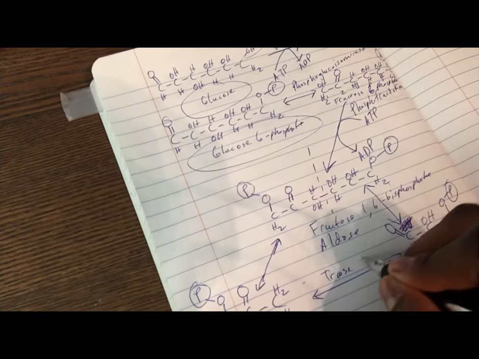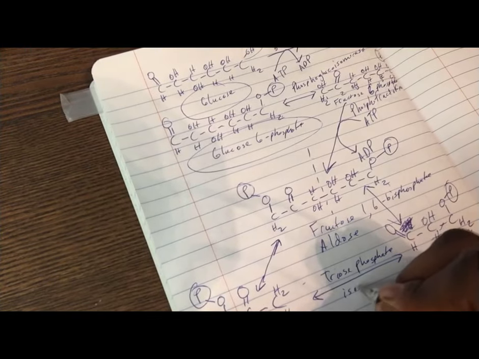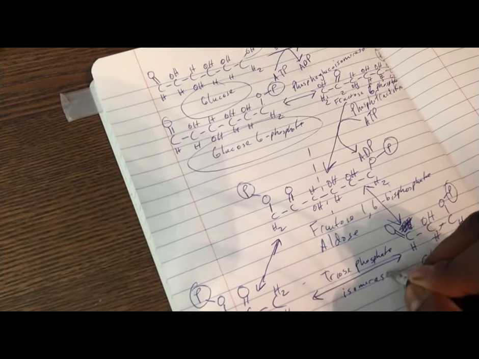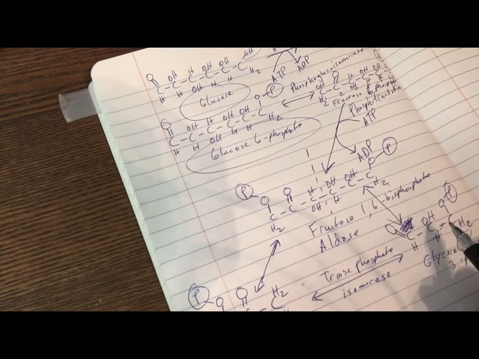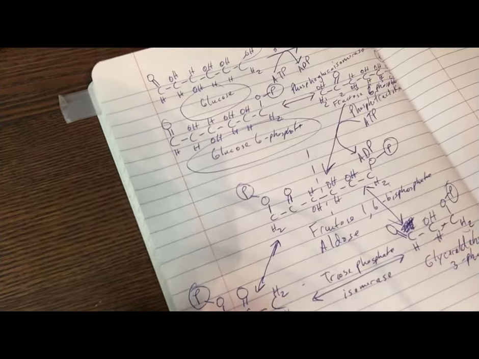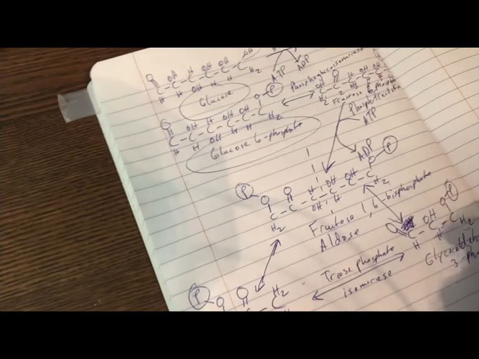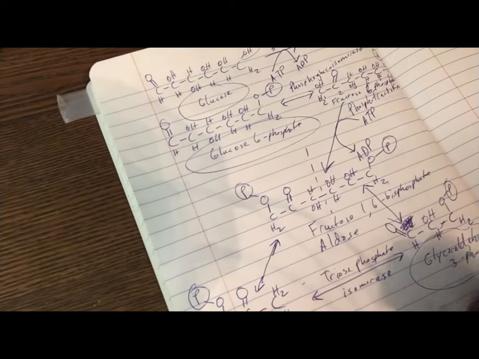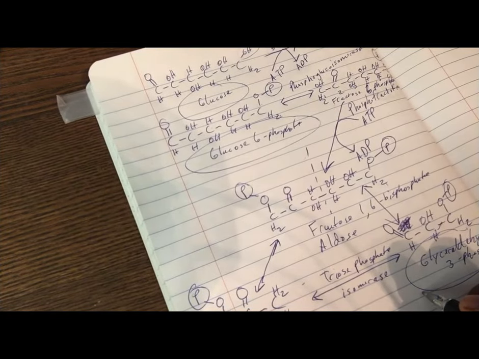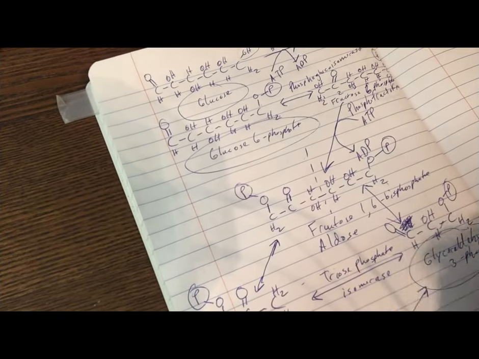Now this enzyme here, which can convert these 2 interchangeably, is triose phosphate isomerase. Again, this isomerase, all it does is convert a ketose to an aldose and back again. However, for this reaction, we will just use G3P.